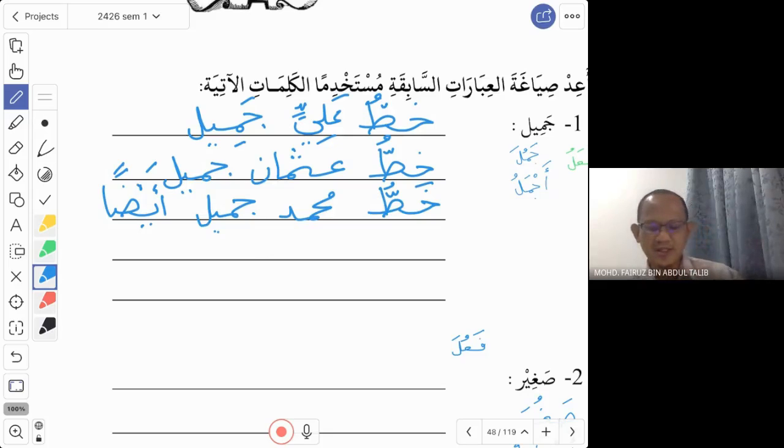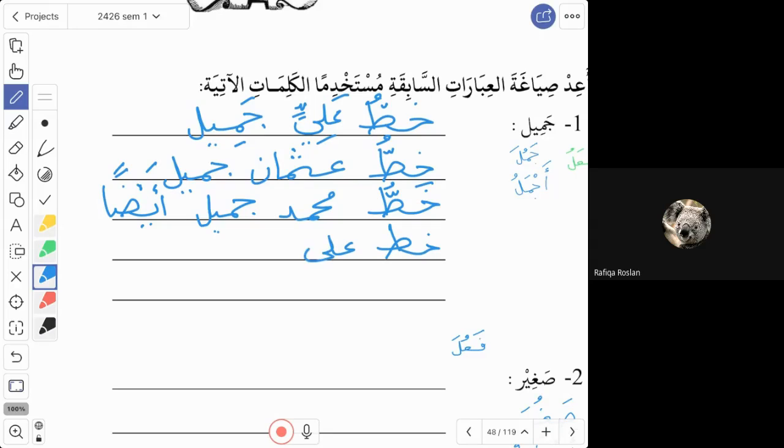Khattu Muhammad jamilun aidan. Okay, now you want to compare. Let us compare between Khat Ali and Osman's khat. You want to say that one of them, their khat, is more beautiful. Let's say Ali's khat is more beautiful than Osman's. So we say Khattu Ali.